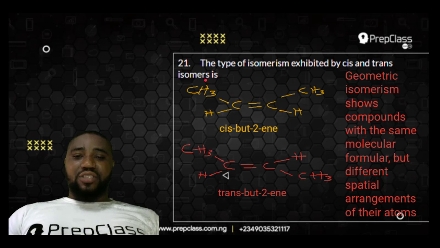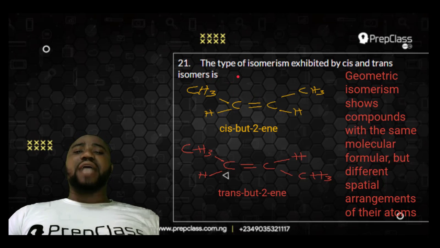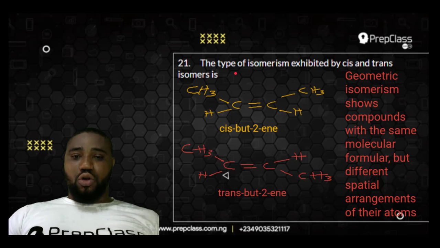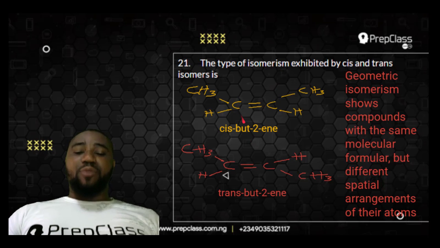Now look at what I described here. First of all, you should know that isomerism can be defined as the existence of an organic compound with the same molecular formula but different molecular structure. That is what isomerism is. But now they are asking us the type of isomerism.